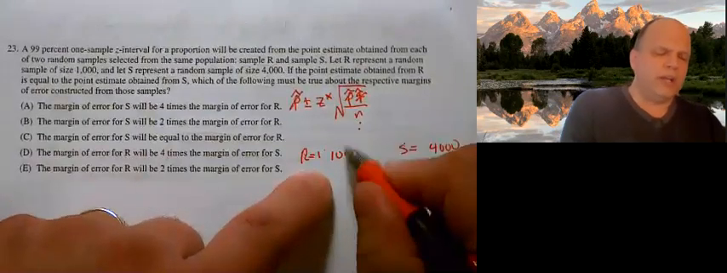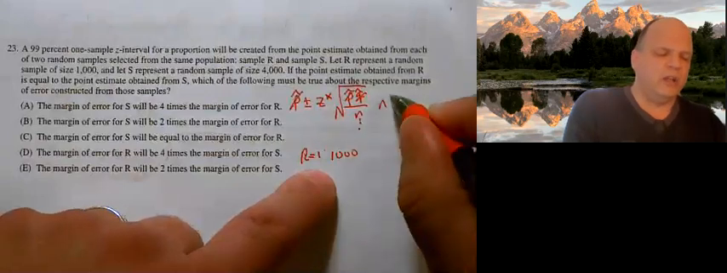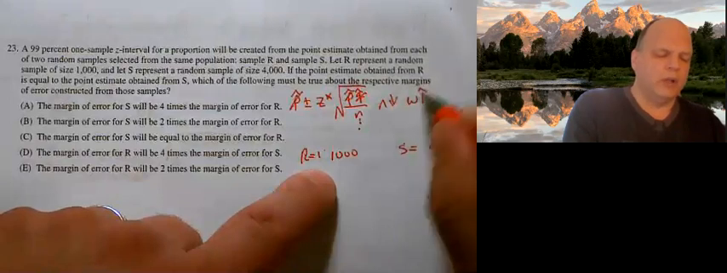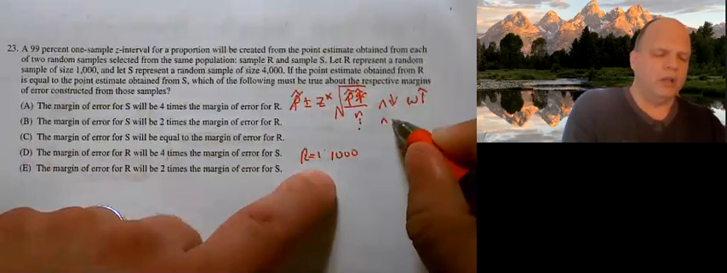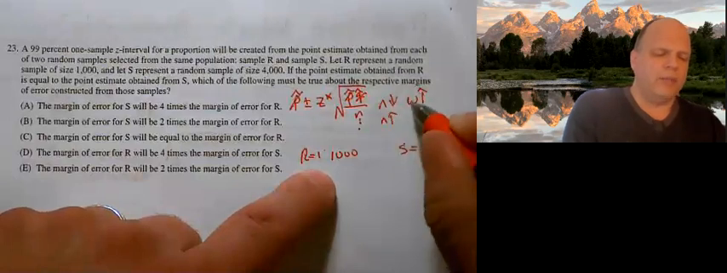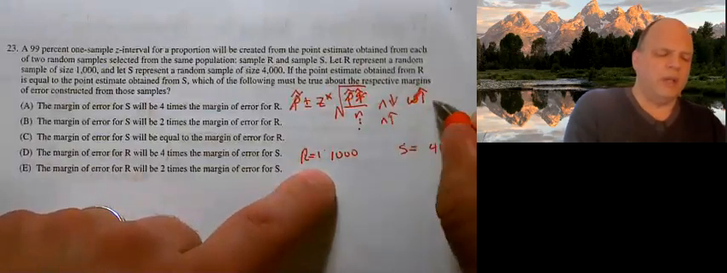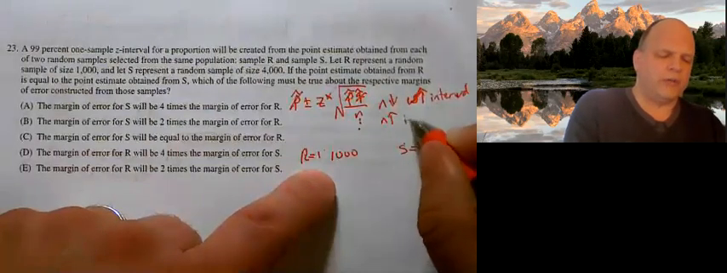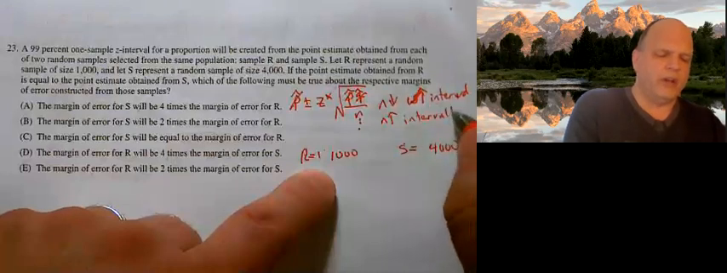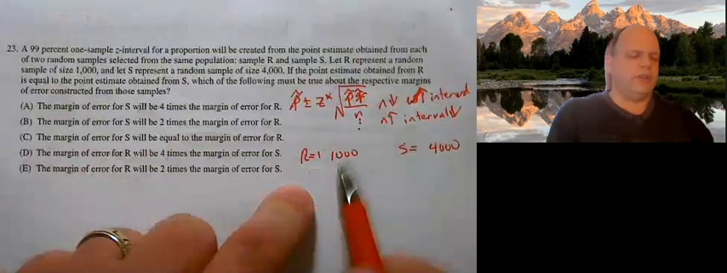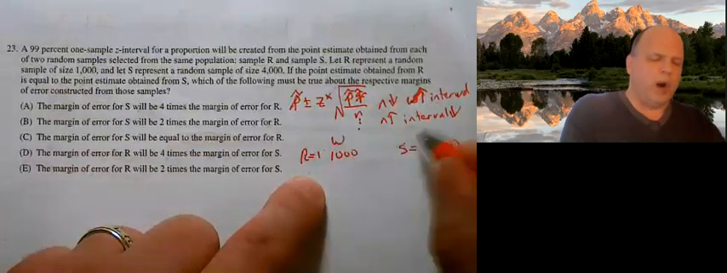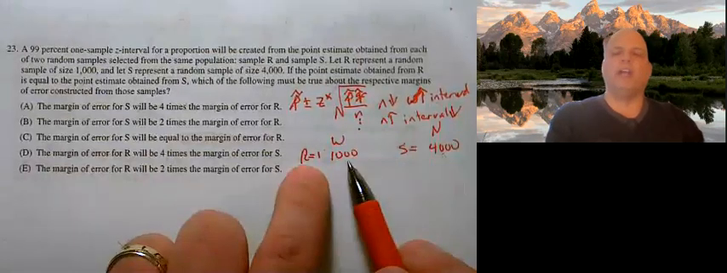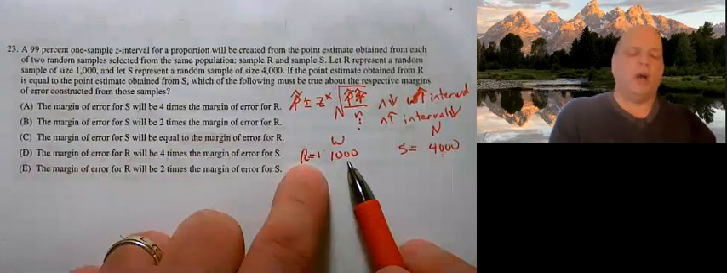As n goes down, our interval is wider. Or as n goes up, our interval is narrower. So we know that R will be wider than S. This has less variation. This has more variation. The question is, how much?